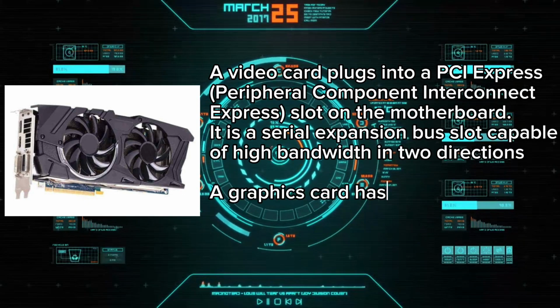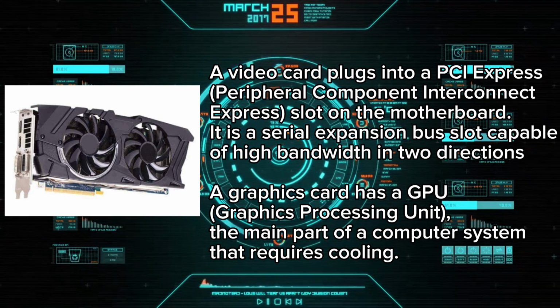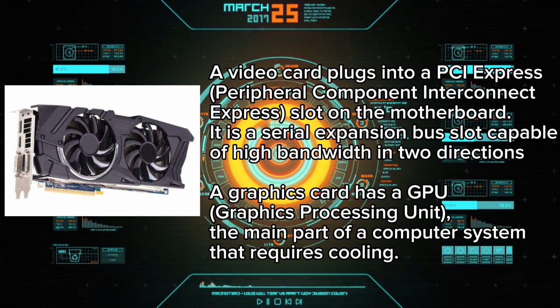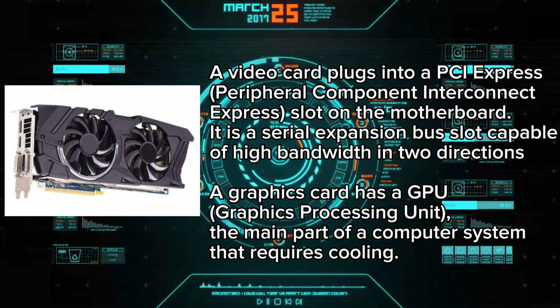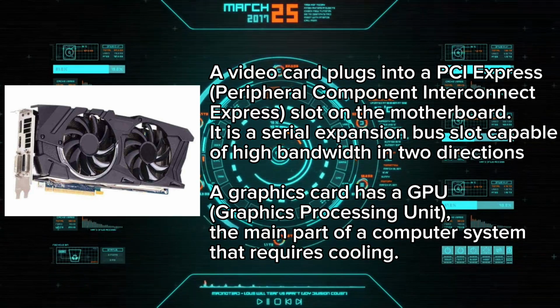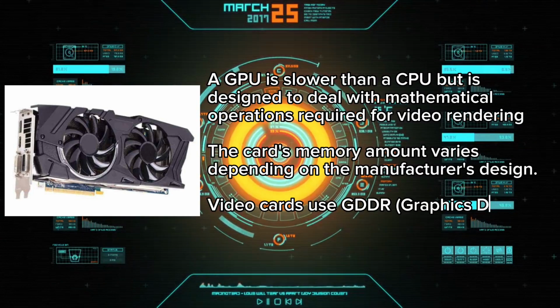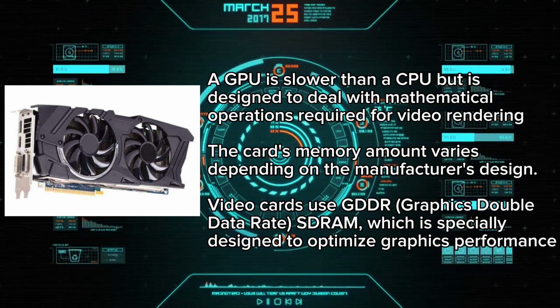A video card plugs into a PCI Express slot on the motherboard. It is a serial expansion bus slot capable of high bandwidth in two directions. A graphics card has a GPU, the main part of a computer system that requires cooling. A GPU is slower than a CPU, but it is designed to deal with the mathematical operations required for video rendering.